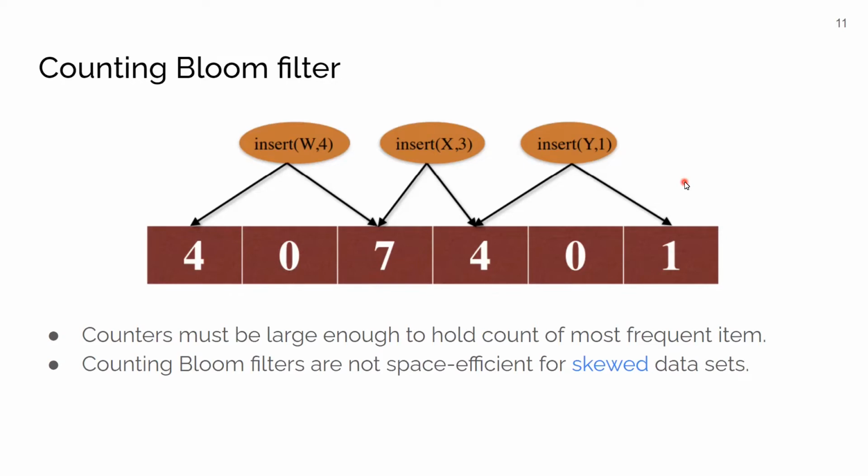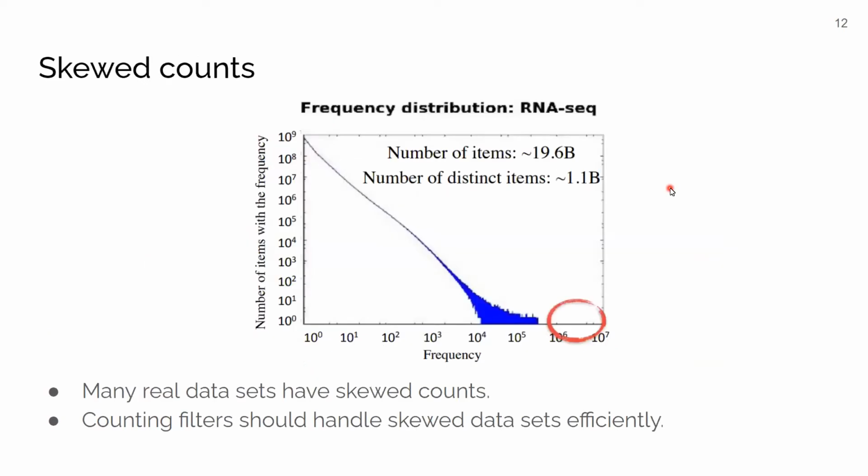Note here that the counters must be large enough to hold the count of the most frequent item. Counting Bloom filters are not space efficient for skewed datasets. Let's take a look at the skewed counts. It is an interesting observation that many real datasets, in fact, have skewed counts.